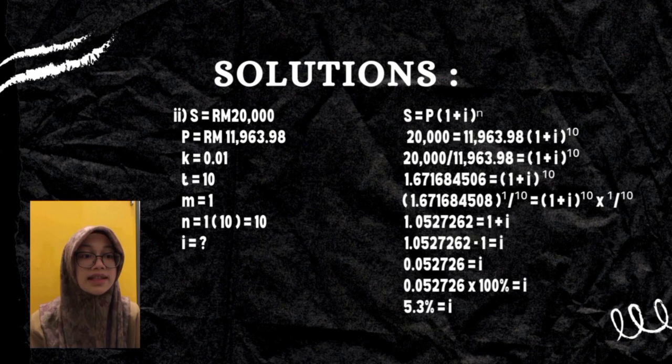Put 1.671684506 in the bracket and power 1 per 10 equal to, open bracket, 1 plus i close bracket, power of 10 times 1 per 10.